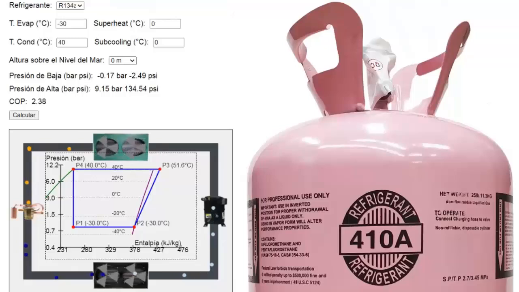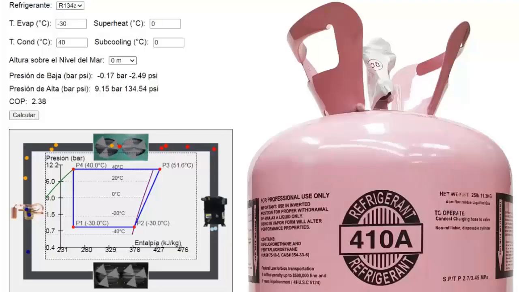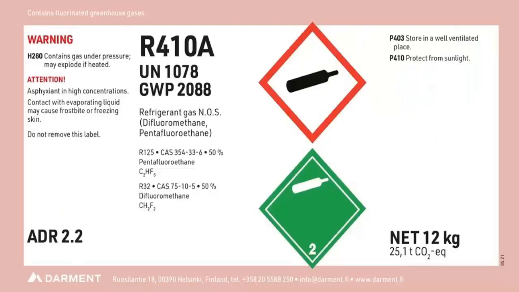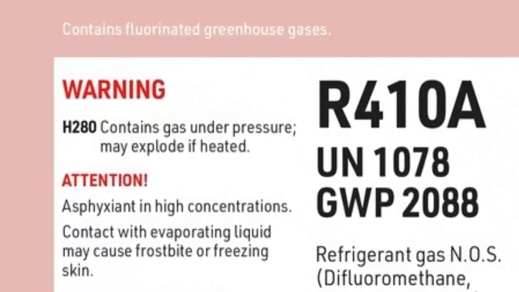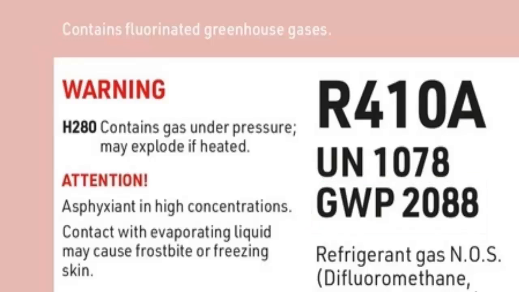R410A is a refrigerant widely used in air conditioning systems and water chillers. Although R410A is a high-efficiency gas, its main drawback is its high global warming potential, known as GWP, which is why it is currently being subjected to environmental restrictions. Next, we will observe the behavior of R410A in the cooling cycle.